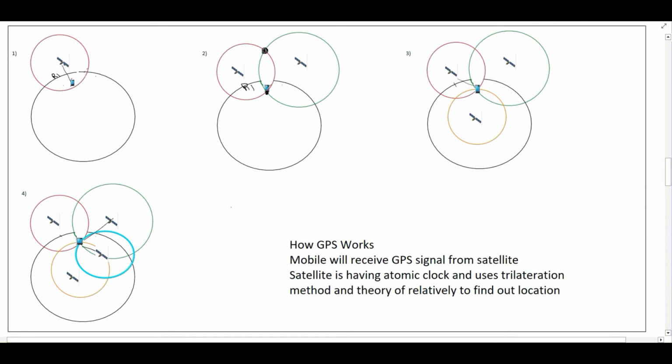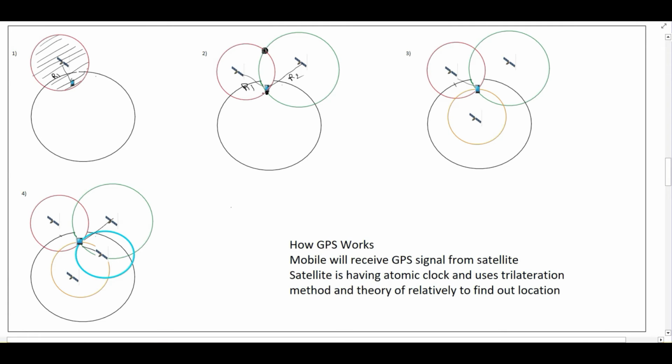So when it receives the signal from one satellite, it means the user location will be on this circle. An imaginary circle will be drawn from the satellite to the user. So with one satellite, the user will be present on this circle. Now it will receive the signal from the second satellite as well. When we draw the two circles, the two circles intersect at two points. It means the user will be at either the upper point or the lower point.